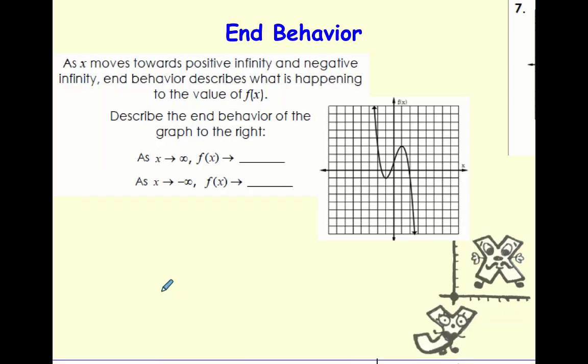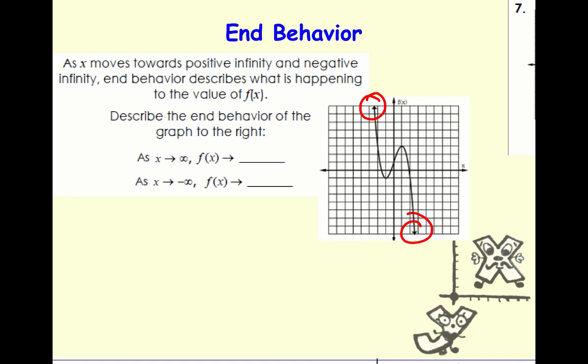Now we're going to talk about end behavior. End behavior is something that's really important, especially because this class is titled Pre-Calculus. When we get into calculus, we're really going to talk about something called limits and how limits and end behavior are actually interconnected. So when we're talking about end behavior, we're talking about the extreme ends of the function, so where those arrows are on the left and the right.